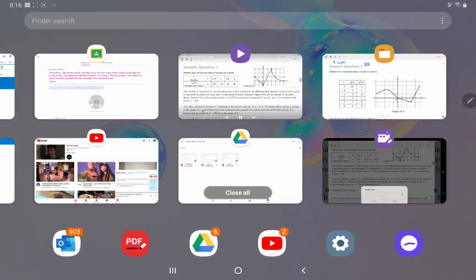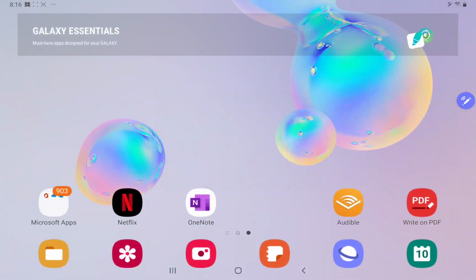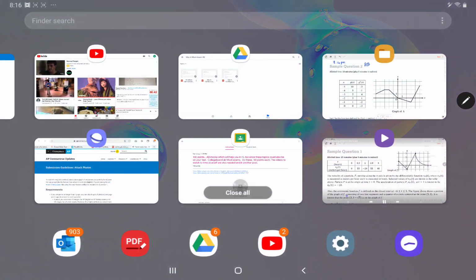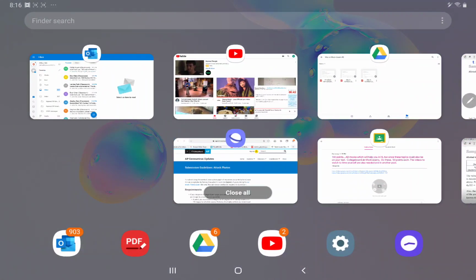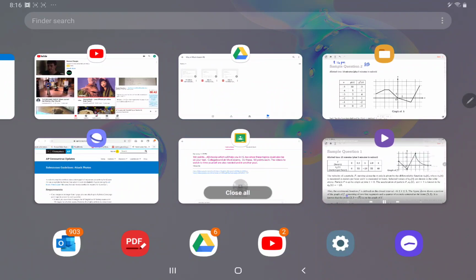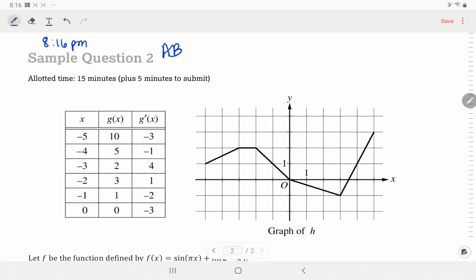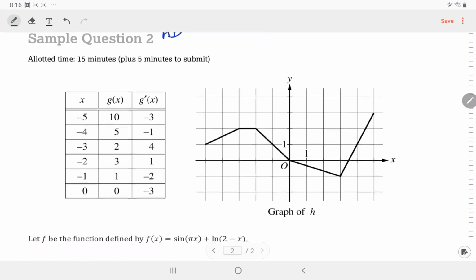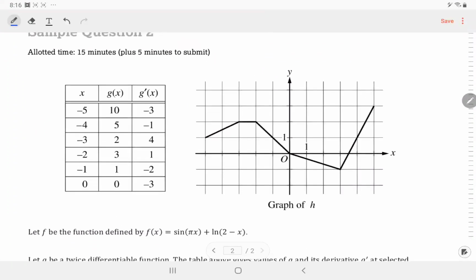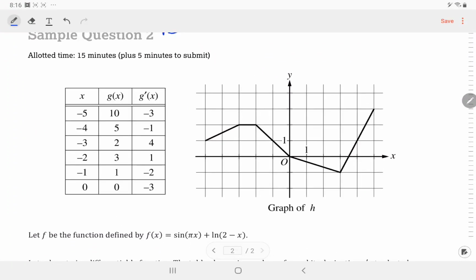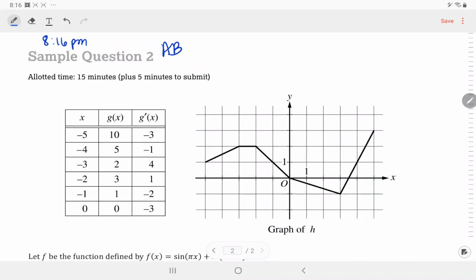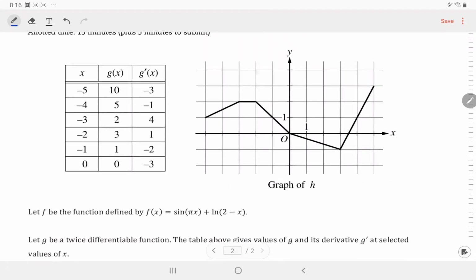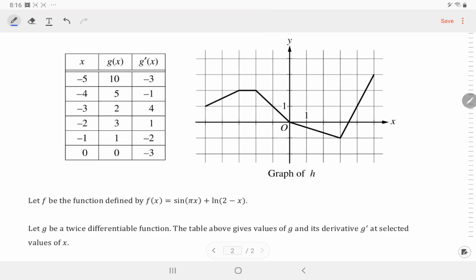Okay, let me go back to my question. Nope, it wasn't that one. My question was on my write on PDF. So where is it? Is it that one? Oh, I think it's this one. Okay, I have a table and a graph. Graph of H, which is not mentioned in the table.